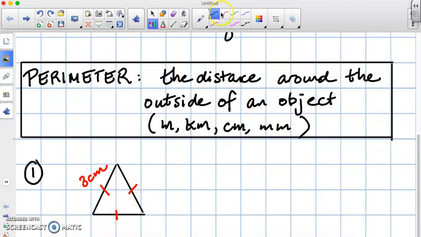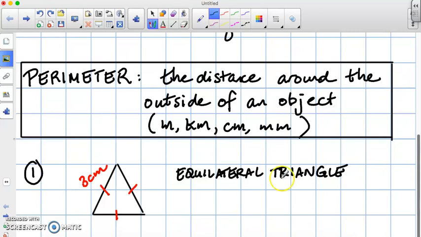This is what's known as an equilateral triangle. And this was mentioned in the previous lesson when we were dealing with angles in a triangle. Remember, in an equilateral triangle, all the sides are equal and all the angles are equal. So this is one type of regular polygon because all of the sides are equal and it's made up of straight edges in a closed figure. So this is one type of regular polygon.